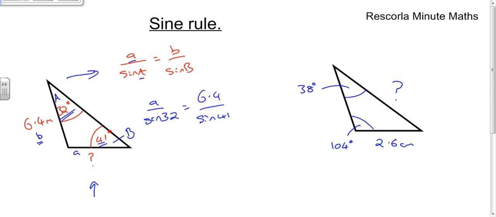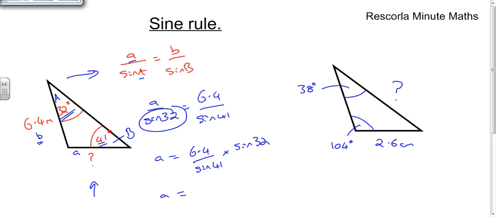And then you want to get A by itself. So what you do, to get rid of this divided by sin 32, you times by it. So you're going to have 6.4 over sin 41 times by sin 32. And if you do that in the calculator, you should get A equaling 5.517.